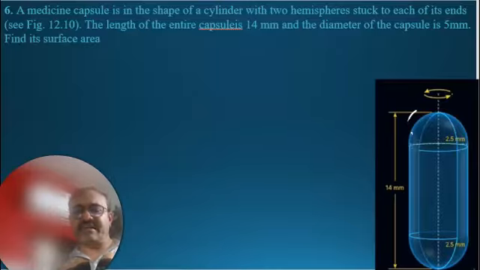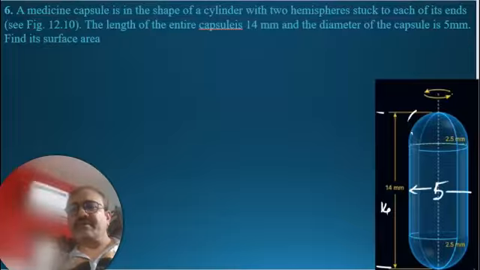The length of the entire capsule, from here to here, is how much? 14 millimeters. And the diameter of the capsule is 5 mm. So this is also the diameter of the hemisphere.